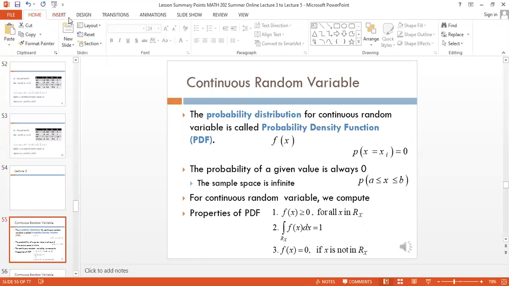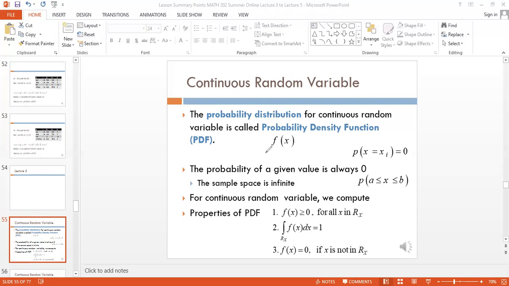Okay, so there are a few things we need to know about continuous random variable. The first thing we need to know is that the probability distribution of a continuous random variable has a special name, which is what? The probability density function. Okay, the probability density function. Good. So the name for the probability distribution of a continuous random variable is the probability density function, which is PDF. Okay, good.